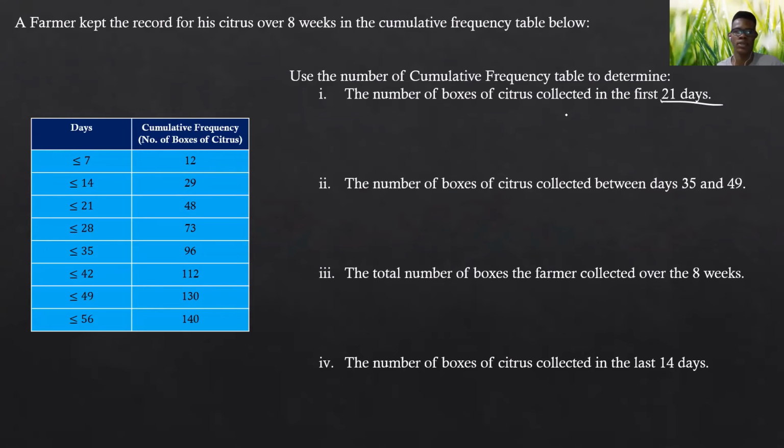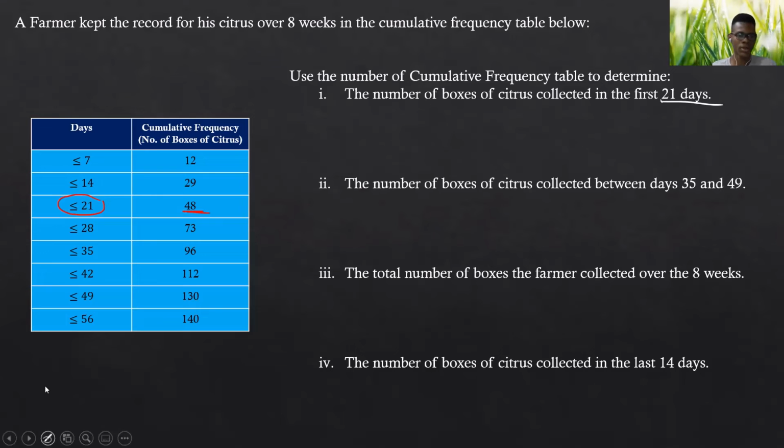Anyone want to guess what the answer here is? Sir, 48. 48, right? Because for less than or equal to 21 days, the cumulative frequency is 48. And that's what cumulative frequency does. It gives you these values if you're referring to frequency accumulated over time, over some particular period. So if it's the first 21 days, how much was collected over 21 days, you're talking about the cumulative frequency there, right?